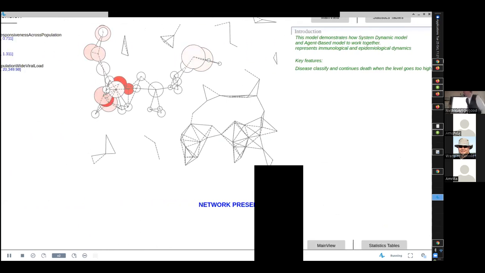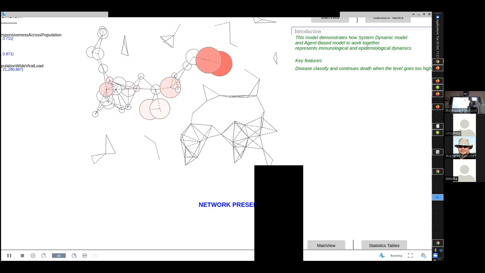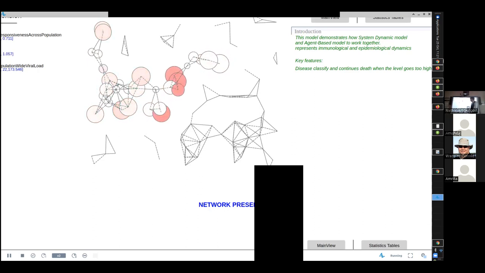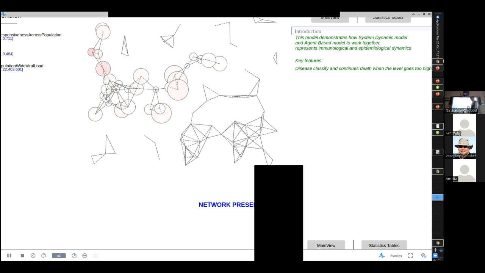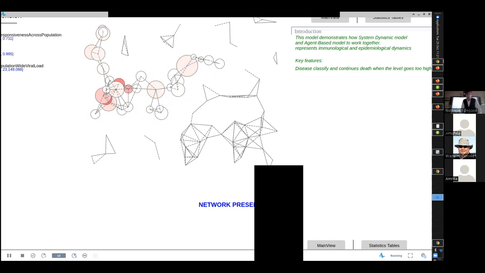This is a model exhibiting emergent behavior in an individual, that whole immune functioning, and then emergent behavior at the population level. Yes, Eric. Sorry, can you show again what that stock and flow model on this top level was?